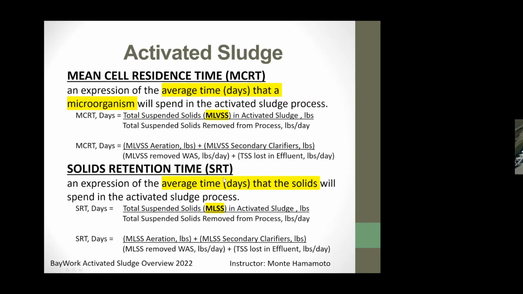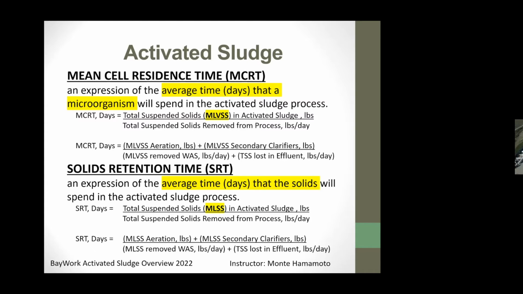And then some people factor into that your solids retention time. That's the expression of the average time in days that the solids, and they're talking about solids as a whole, will spend in the activated sludge process. So you'll see SRT, the solids retention time. The other one I didn't put on here, because we were just talking about it this morning, is HRT, which is hydraulic retention time.